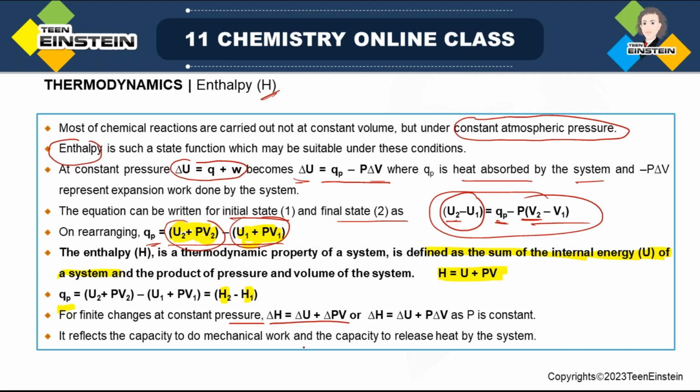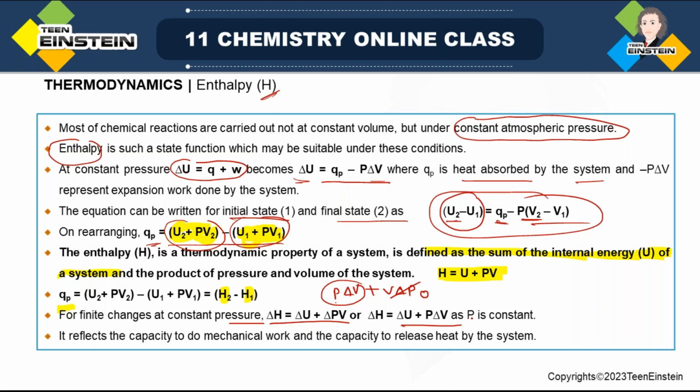Del sign we can use. But as it is constant pressure, this del PV term you can basically write as P del V plus V del P. But this term is 0. So that is why you are now left with P del V. So del H is equal to del U plus P del V, provided pressure is constant.